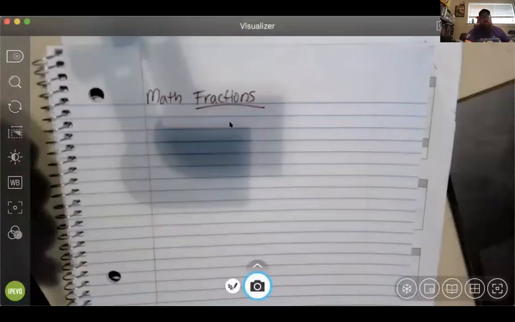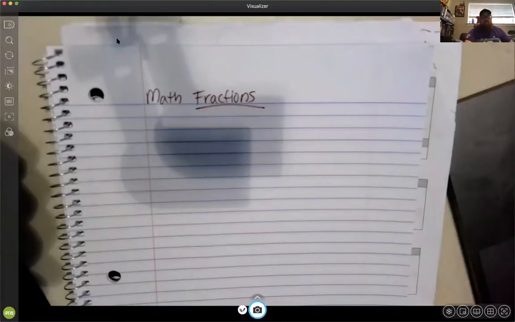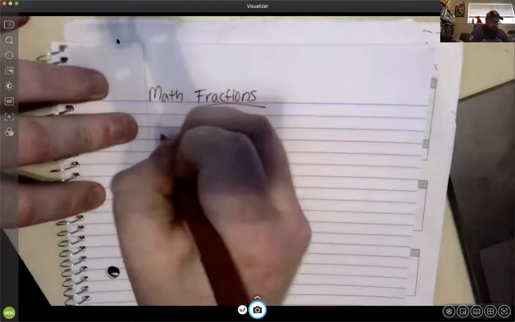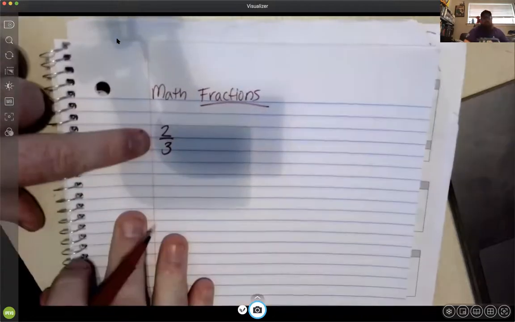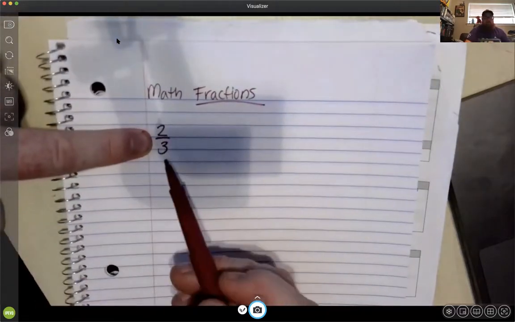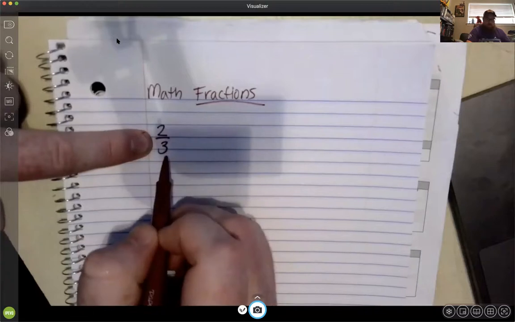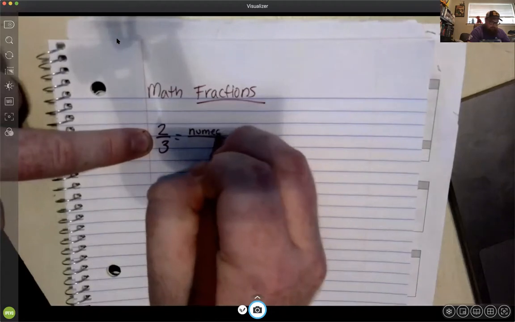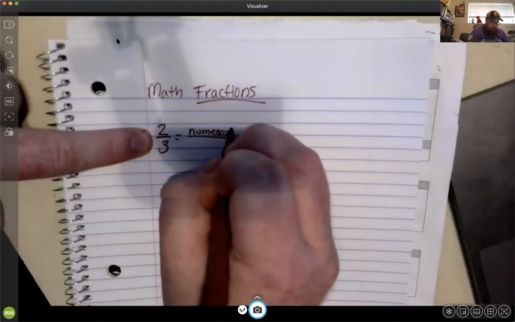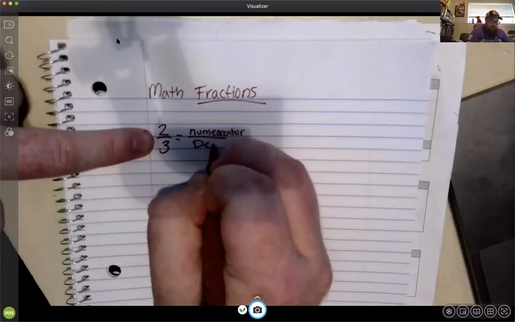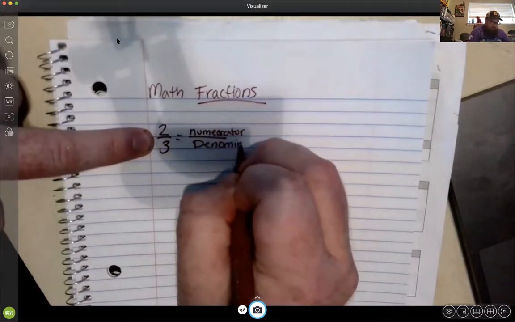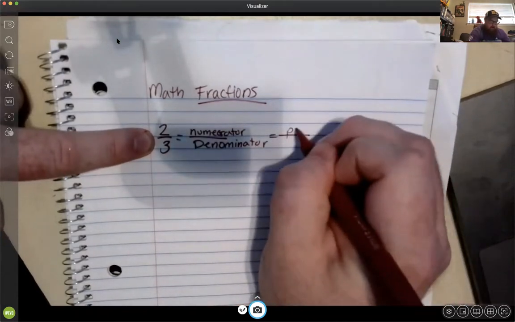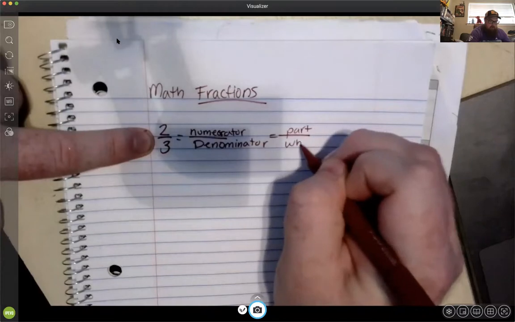Next, we covered fractions on a piece of paper. So we spent some time. We started talking about what fractions mean. So if I have the fraction 2/3, what does the 2 mean and what does the 3 mean? Well, the 2 is our numerator, and the 3 would be our denominator. And in more simple terms, this is our part over whole.